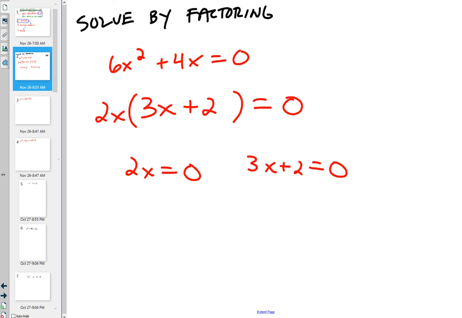Quadratic equations can have more than one solution. They cannot have more than 2. The maximum amount of solutions we can have is 2. They usually will have 2, but they could also have 1, and they could also have no solution.